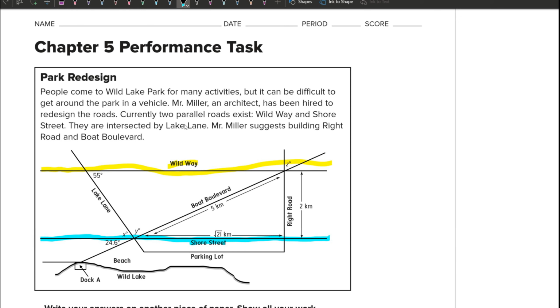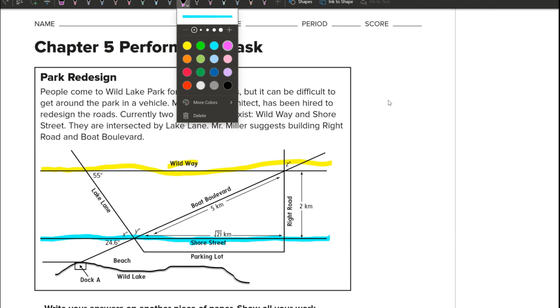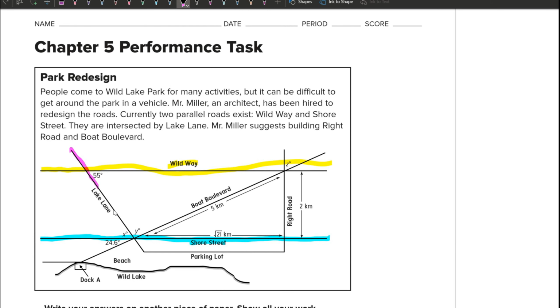Okay, so they are intersected by Lake Land. So that is one of your transversals, Lake Land, that crosses this way. Okay, 2 parallel lines, 1 transversal. Mr. Miller suggests to build Right Road and Boat Boulevard. So we have another transversal here. What is Right Road? And another one is Boat Boulevard. Okay, so 2 parallel lines and 3 transversals. That's what we're looking at right now. Okay, so think about alternate interior, alternate exterior angles.